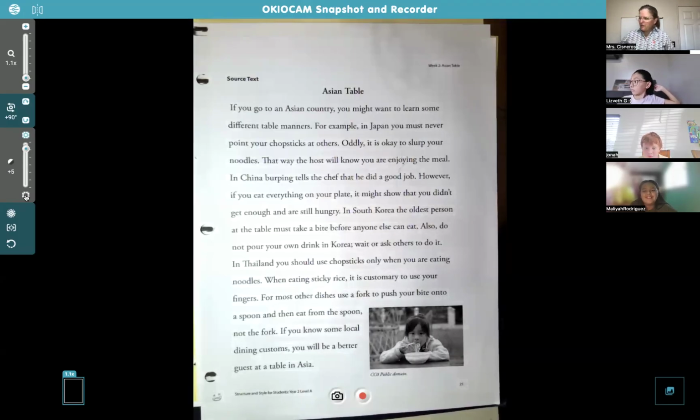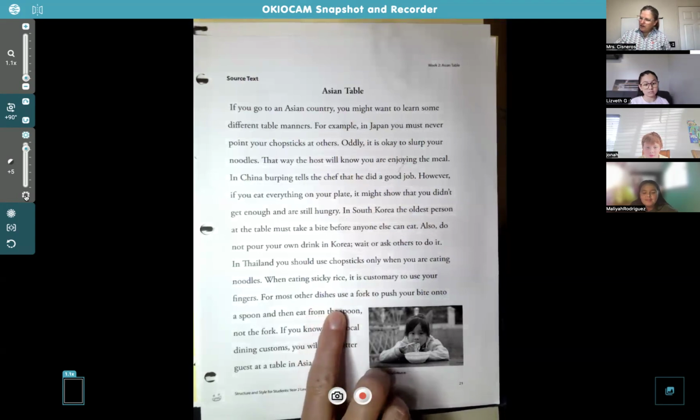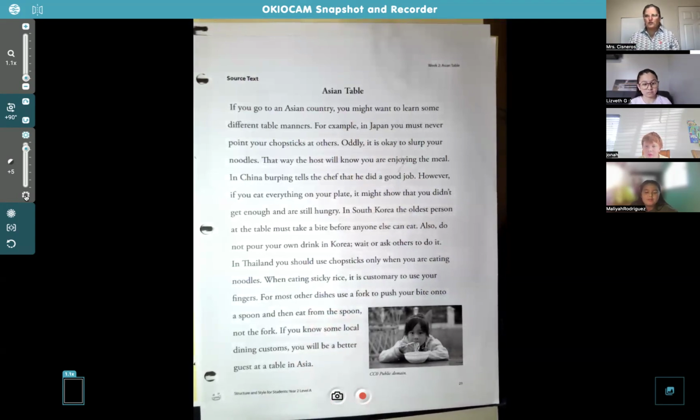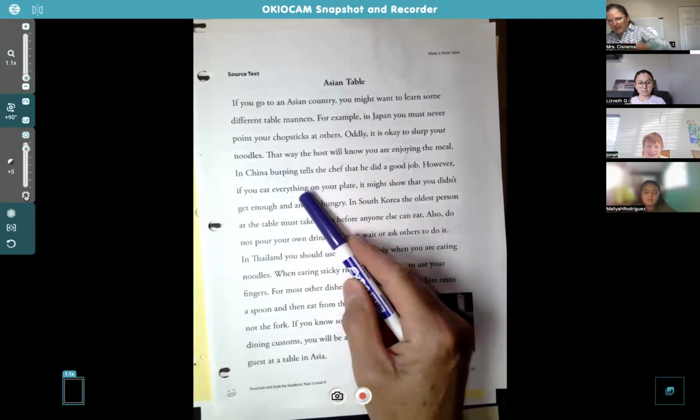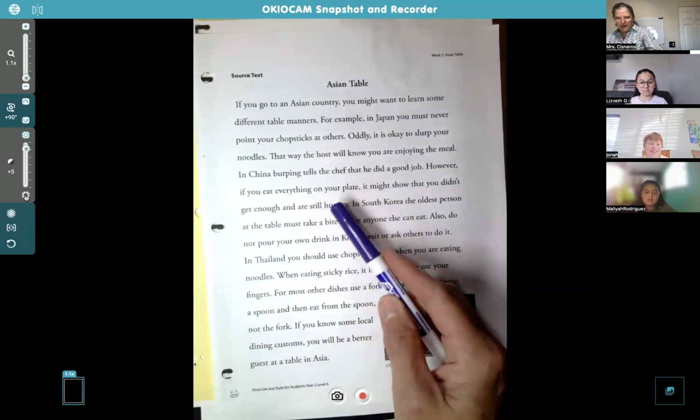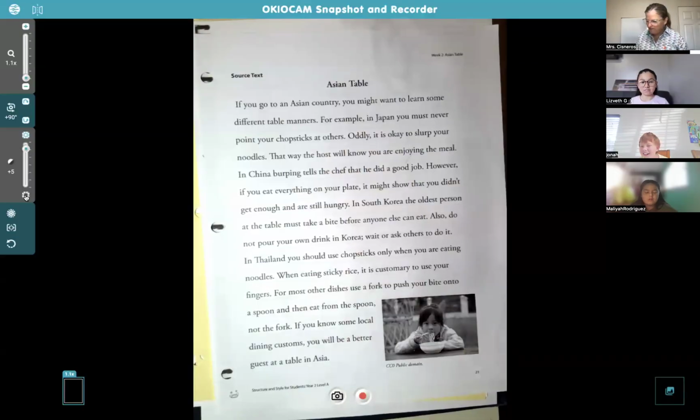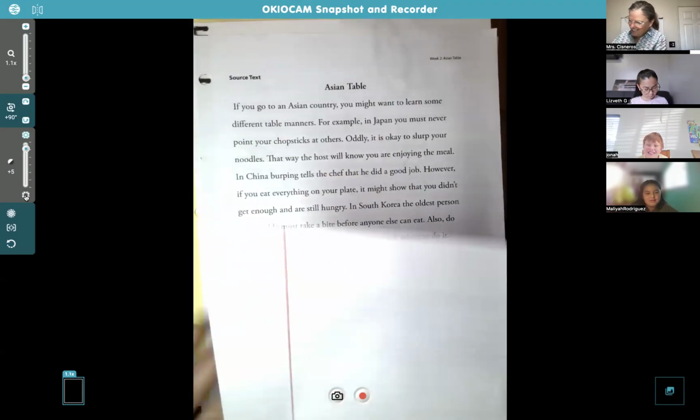And isn't that weird at the end where it talks about using a fork to push the rice onto a spoon and then eat from the spoon? It's like an extra step. It's like you just take your fork and scoop it over to your spoon and then eat from that. It's like, why not just eat with a fork? I don't know. But that's not what they do. All right. Weird, but that's okay.